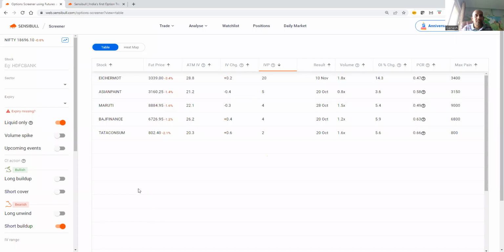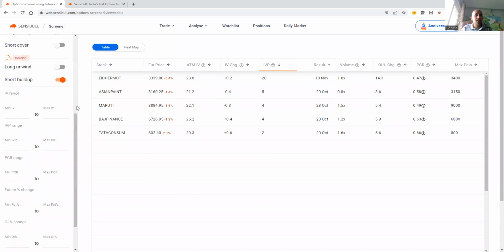Maruti has corrected, Tata Motors 3% corrected. All these were corrected because people are betting short build-up more accordingly. Bajaj Finance has broken the 200 EMA on Friday, and Maruti too, as we can see here. This is some value-added data you can search.